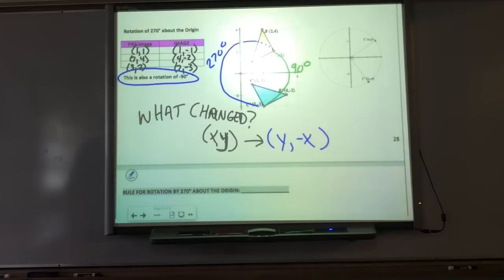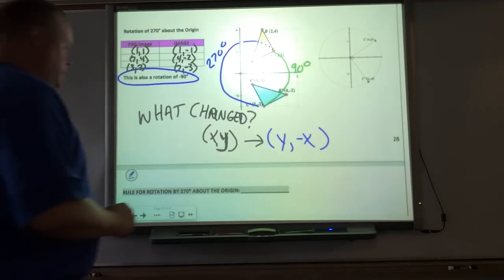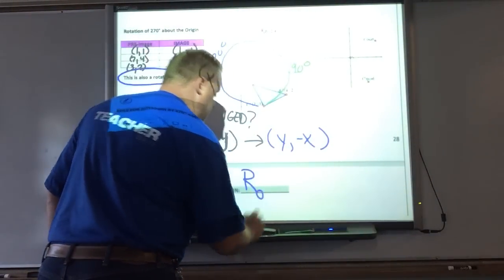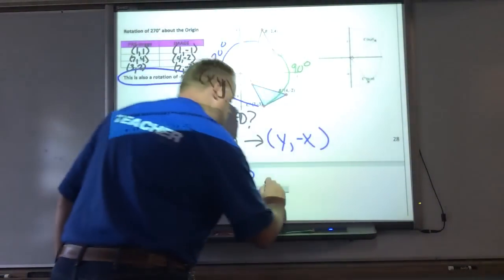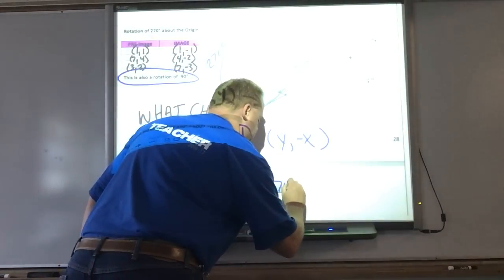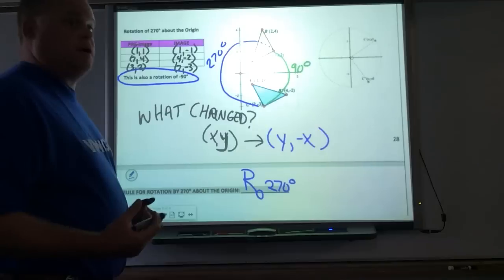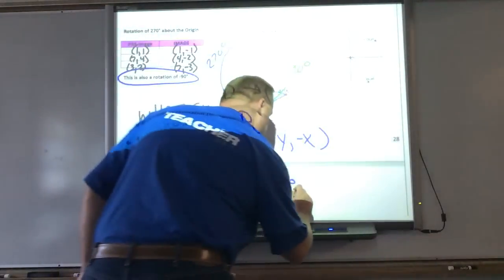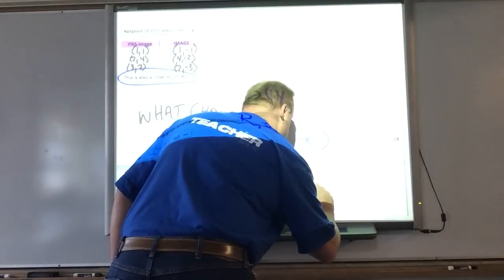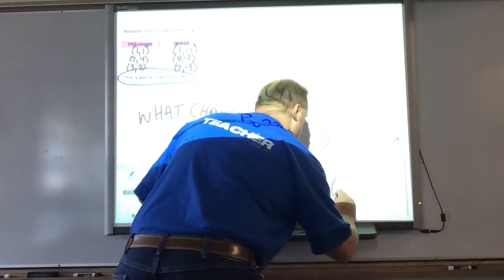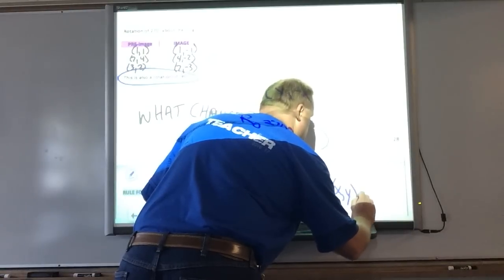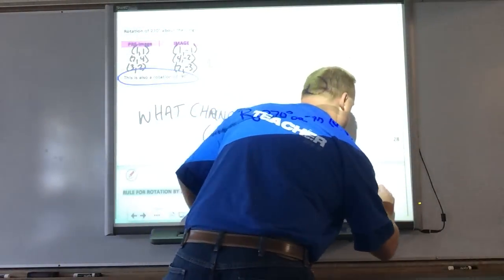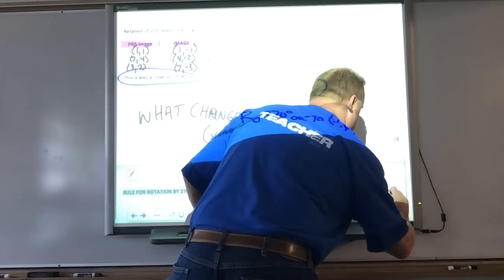So my rule for this is going to be a capital R. Now I could write 270 degrees, or I could write negative 90. It could work for both. So I'm going to write that so you can see that. Or negative 90. We're going to do xy, and that's going to go to y, negative x.